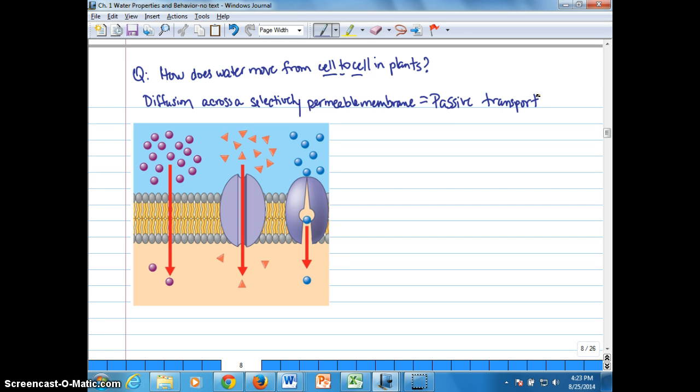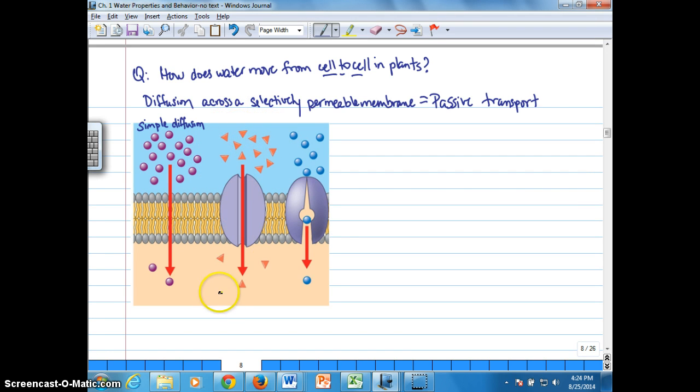So in the first part of this diagram, you should recognize simple diffusion, where these molecules or solutes are simply crossing the phospholipid bilayer from an area where you see more molecules present compared to the few that are on the other side of the membrane. And so that would be characteristic of a hydrophobic solute or substance.